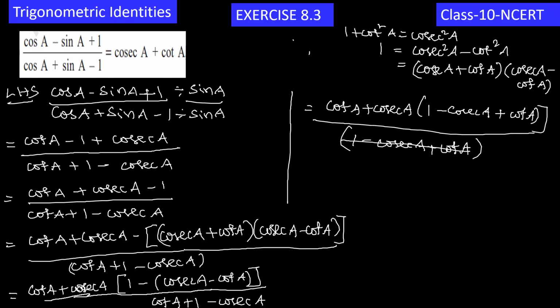Now these two terms will be cancelled out. We get cot A plus cosecant A. Now LHS equals RHS, hence it is proved.